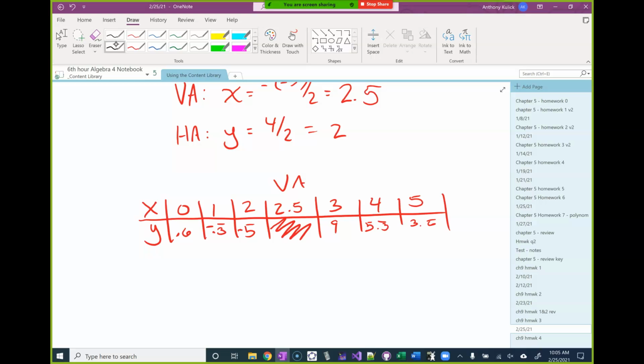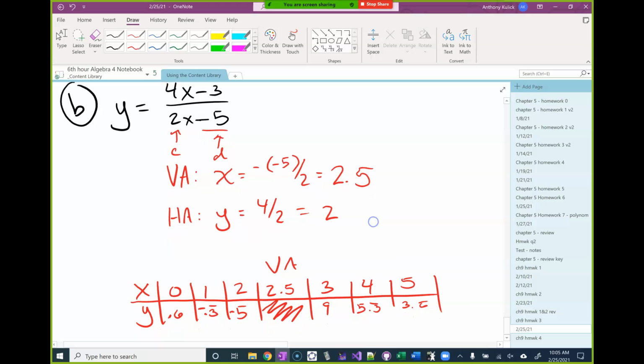Yes? For example, I'm just taking 0 and plugging it into both spots. So 4 times 0 is 0, and 0 minus 3 is negative 3 on top, and then 2 times 0 is 0, and 0 minus 5 is negative 5, so I'm left with negative 3 over negative 5, which is just 0.6. And again, you can do that all in your calculator.